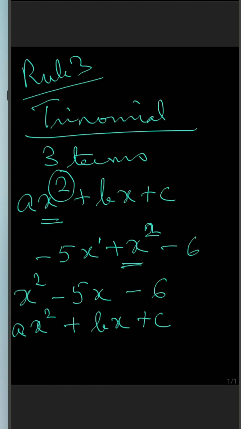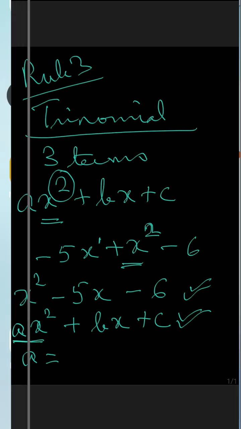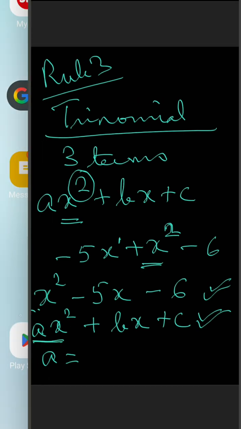So for these types of questions where you have trinomial equations given, first of all you have to compare the given equation with this standard form, which is ax square plus bx plus c. From here you will get the values of a, b, and c. If I compare this ax square term with this x square, what is the value of a?